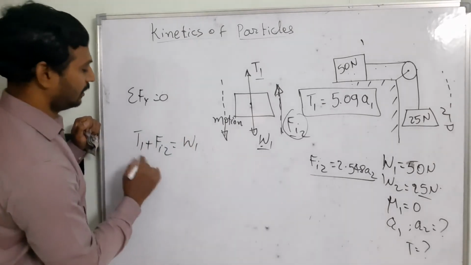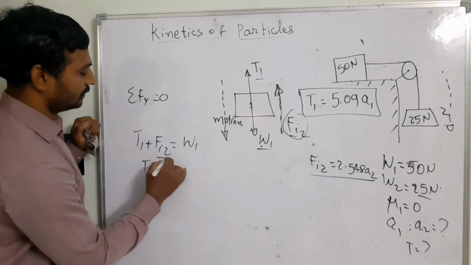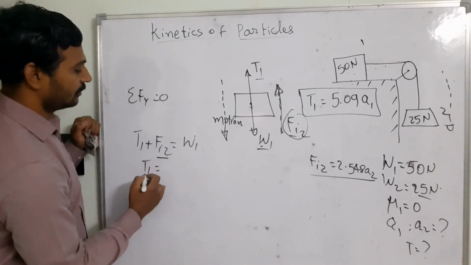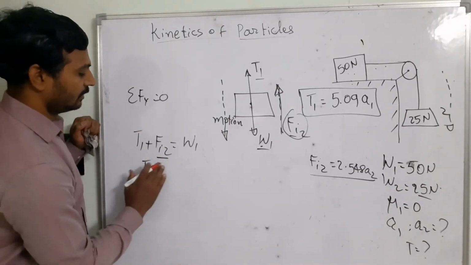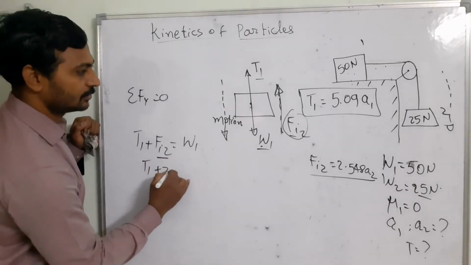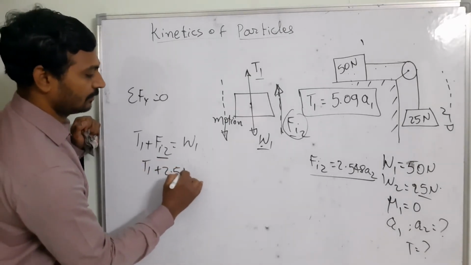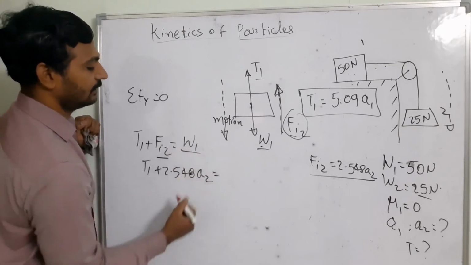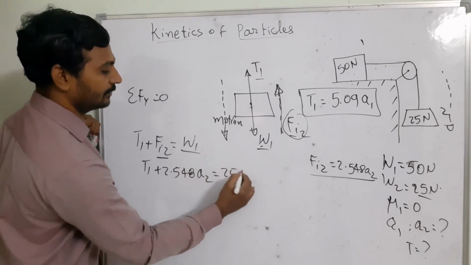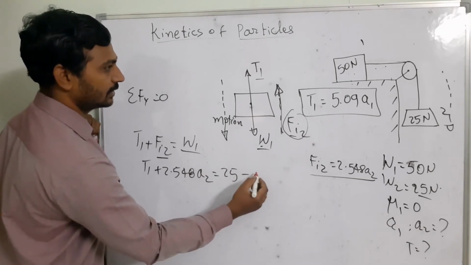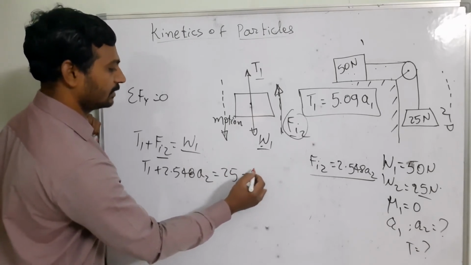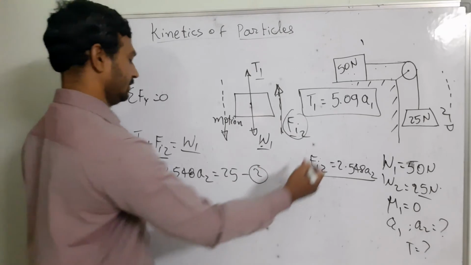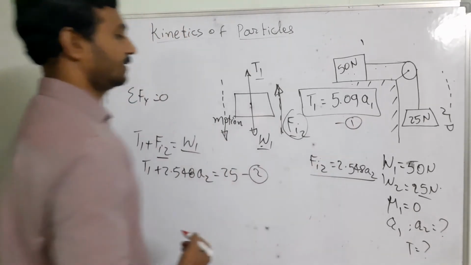So this is the T1. T1 is equal to these equations. What I am going to say? That's going to be plus 2.548 A2 is equal to 25 newtons. This is the another equation we got. This is the second equation. This is the first equation.